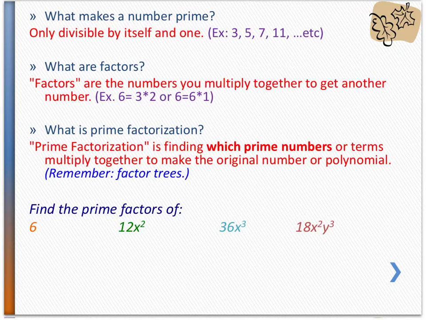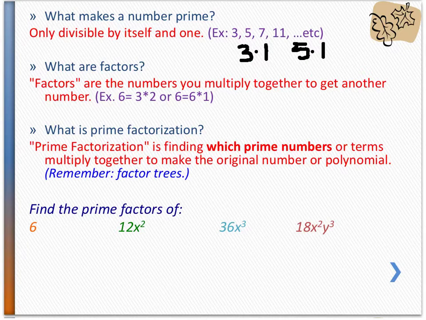So for example, the number 3 can only be written as 3 times 1, so that's a prime number. The number 5 can only be written as 5 times 1, so that's also a prime number. Now, what are factors? Well, that's just what I did right here. So, for example, for the number 3, the factors of 3 are 3 and 1. All right? Now, they're the numbers that you multiply together to get that number.